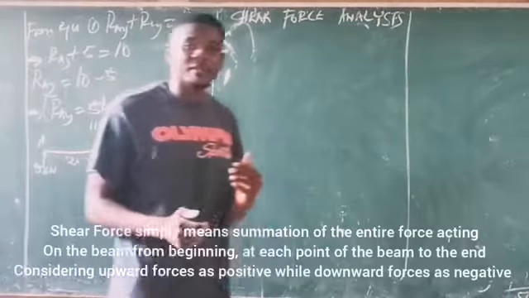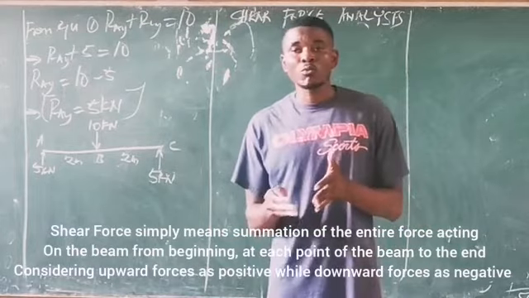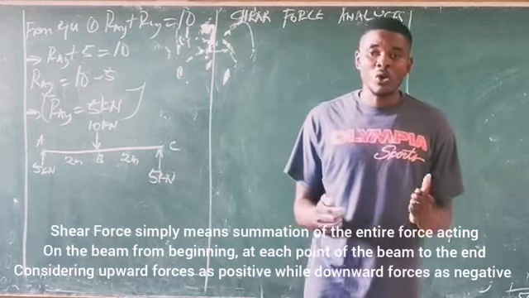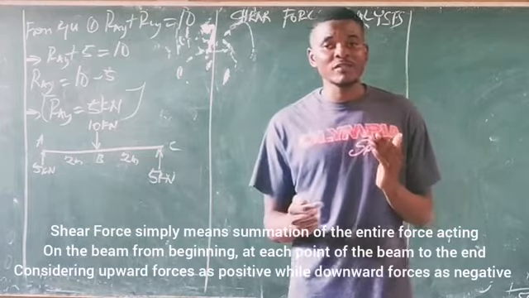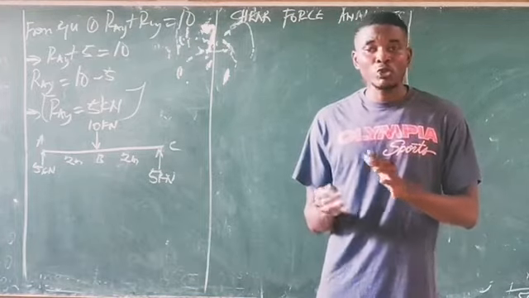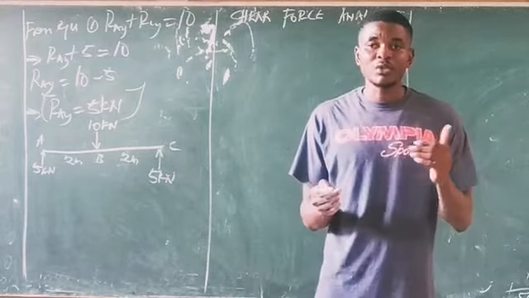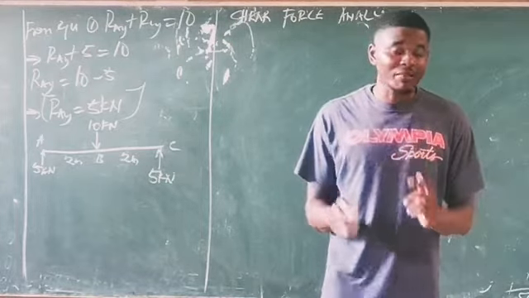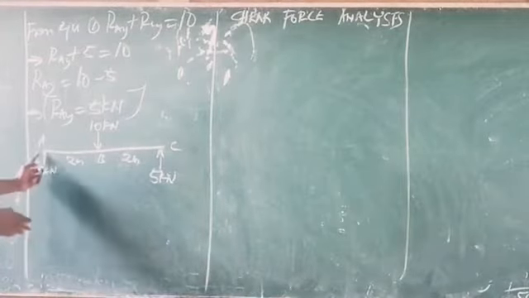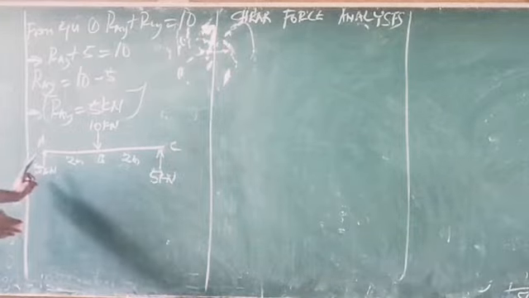Now, shear force simply means summation of all the forces acting on a beam from the beginning of the beam to the end of the beam, considering upward forces as positive and downward forces as what? Negative. That's what shear force is. So you sum each of the forces from the beginning of the beam at each point to the end of the beam. Now, this is what I mean. We have the force at point A to be what? 5 kilonewtons, and it's an upward force, so it's positive.